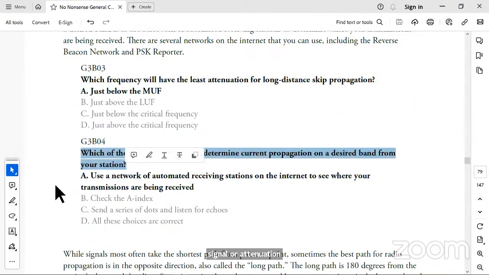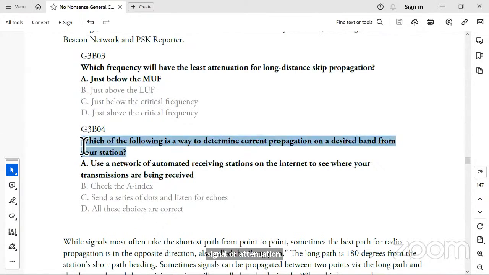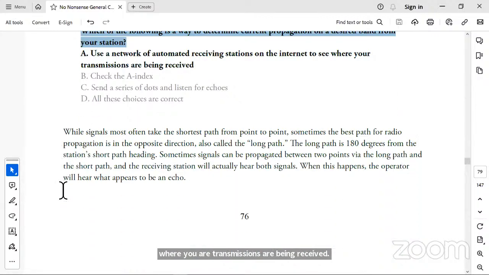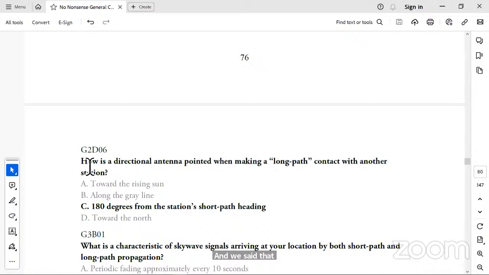Next question in question pool. Which of the following is a way to determine current propagation on a desired band from your station? So we said we can use a network of automated receiving stations on the internet to see where your transmissions are being received. And we said that PSK Reporter is one of the good choices. You can check it out.